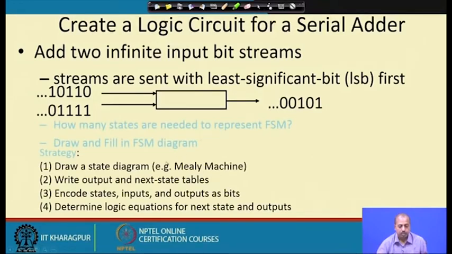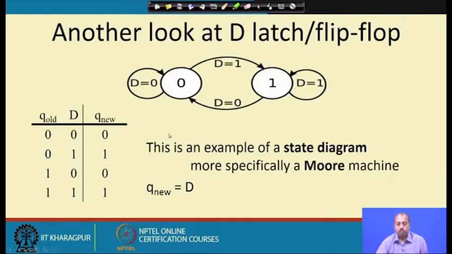So, this is the exercise. I am leaving it for you, so you just do it. Let us look into the D flip flop, how does it behave, or D latch or D flip flop, in terms of finite state machine.